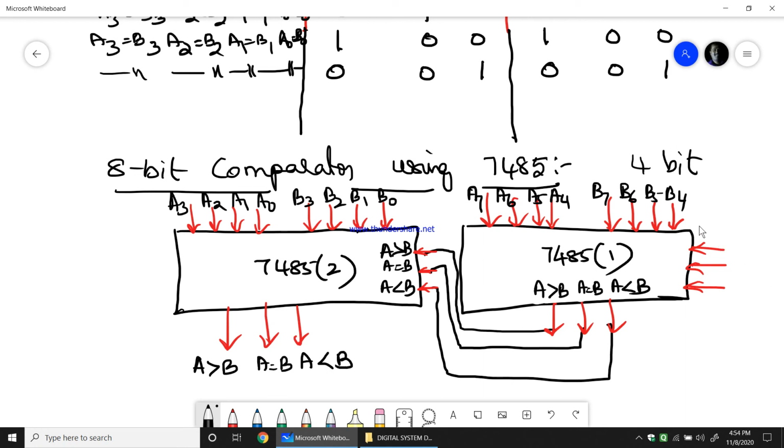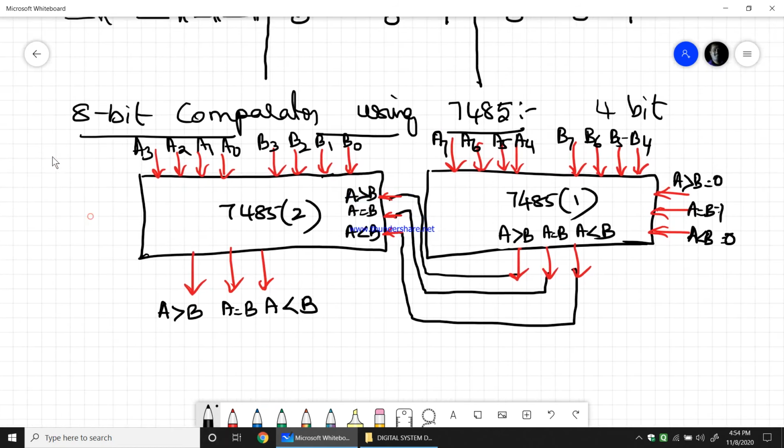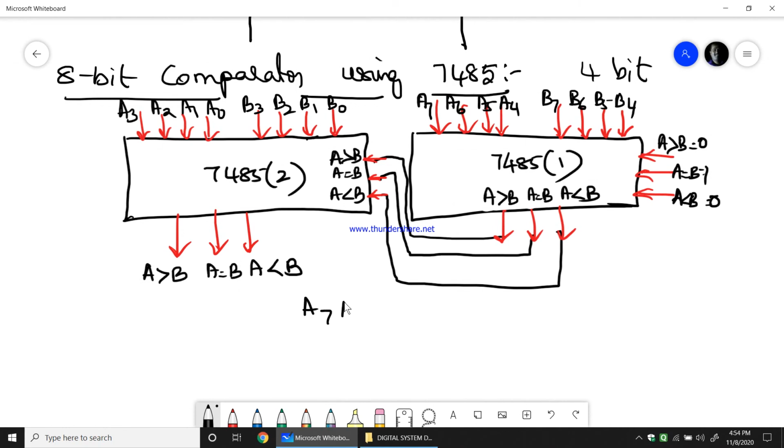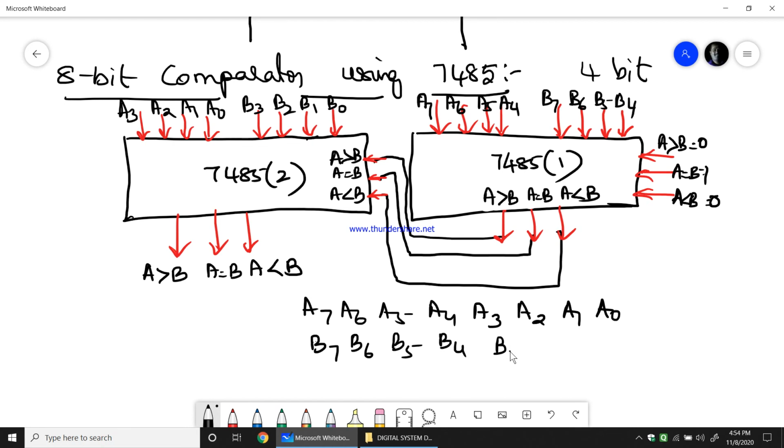Now this is the cascaded input of the first IC where A greater than B is made 0, A equals B should be made 1, whereas A less than B should also be made 0. The reason is that only when A equals B equals 1 can the comparison between A4 to A7 and B4 to B7 be done. Now how this 8-bit comparator works, I will explain. So this is how A7 to A0 is compared with B7 to B0.